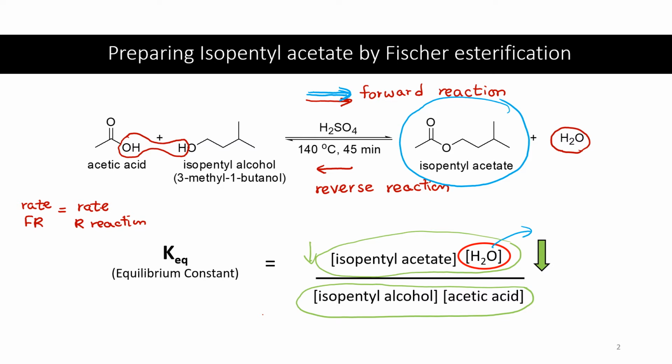The other thing we can do is we can add a lot of one of the reagents. That makes the product of these two larger. That means to keep the equilibrium constant the same, the top part of the equation should also increase its value. So in other words, again, we are favoring the forward reaction. So these are the two steps that we can do in order to make sure that we get a high yield of isopentyl acetate.